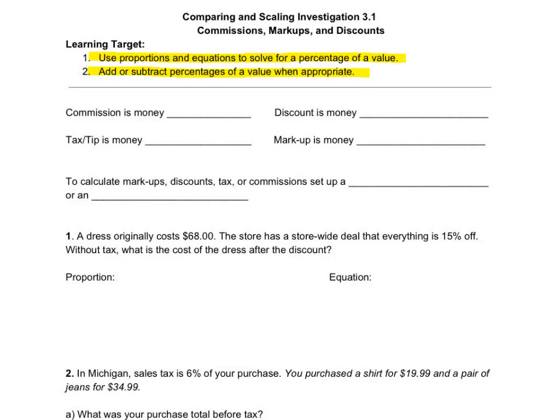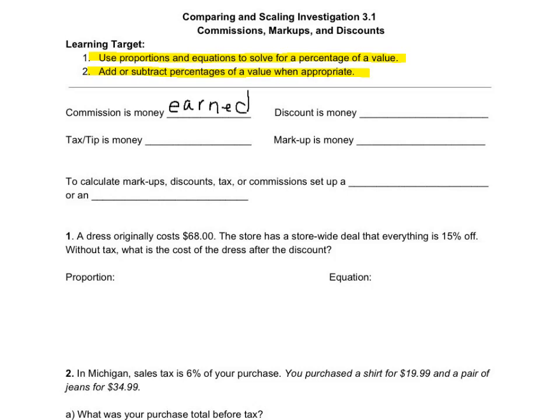The first one is commission. And a few of these words also pop up on your vocabulary sheet, so make sure you define them as well. So commission is typically a percent of the sale price. This is not necessarily always money that is added into the cost or money that is subtracted out. It's typically a percentage that is earned. So commission is money, and we're going to write in here that it's earned.